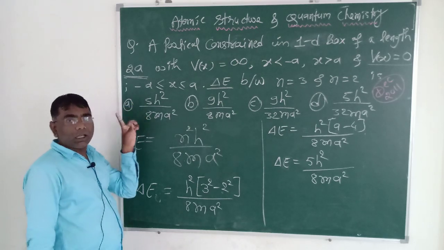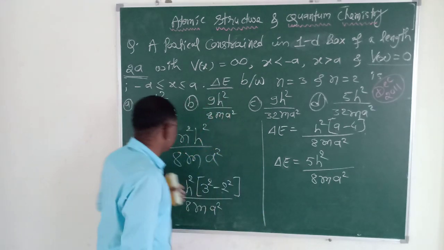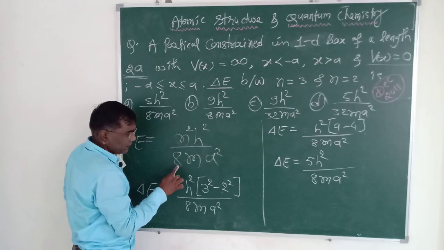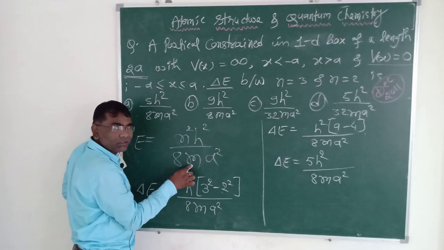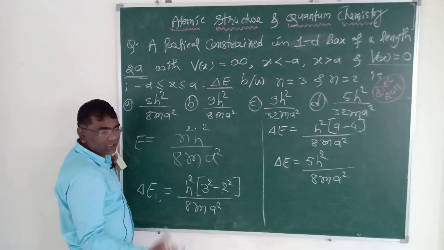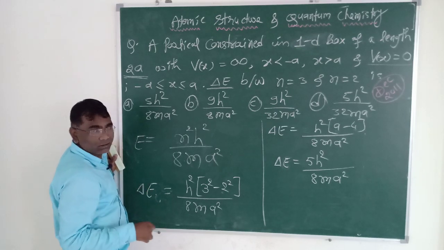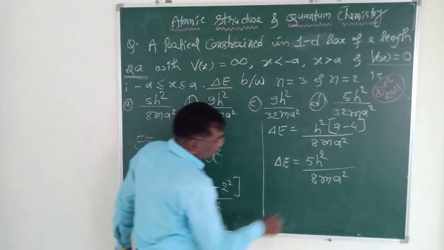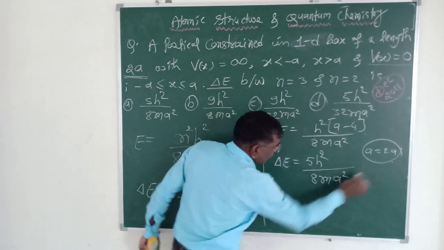Most students will pick this option, but this is not correct. What is a? Just note the captions in your notebook. This is the energy level, this is Planck's constant, and 8, you know, the digit after 7, and this is m, the mass of the particle; if it is an electron then it is 9.1 into 10 to the power minus 31 kilogram. And a is the length of the box. So the examiner put a simple trick here, he gives 2a. So put a equal to 2a in this formula.